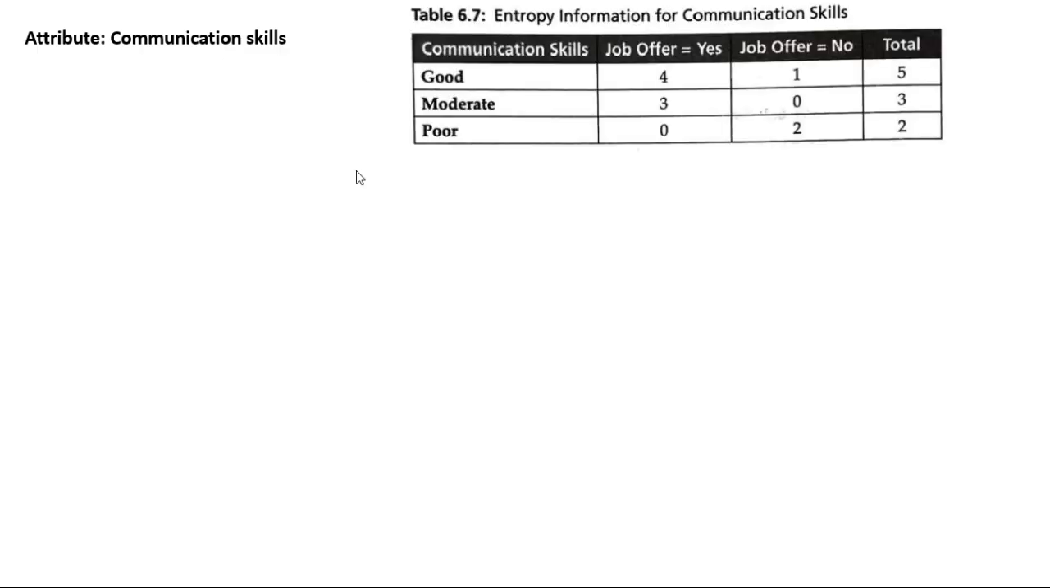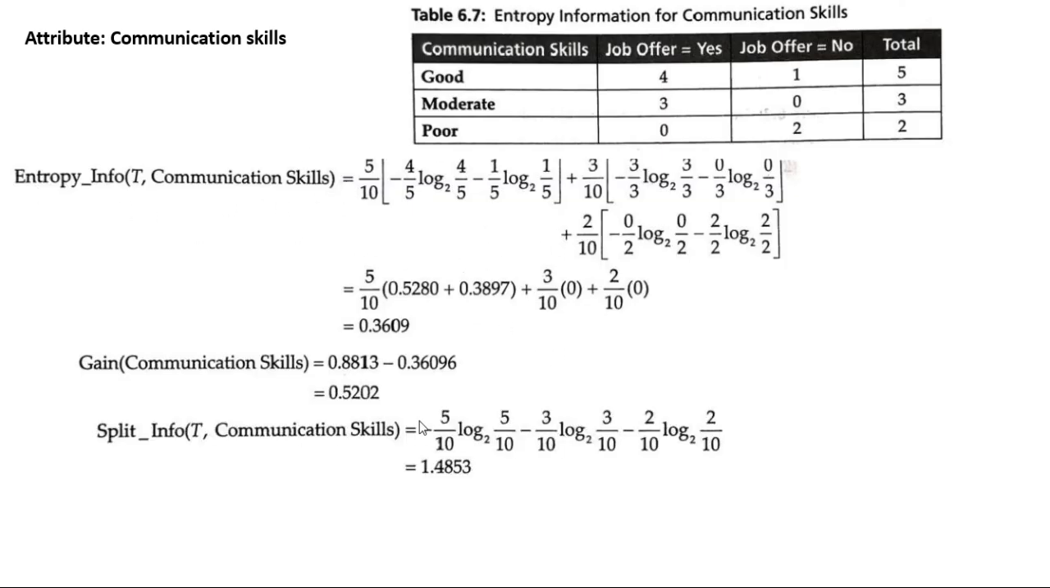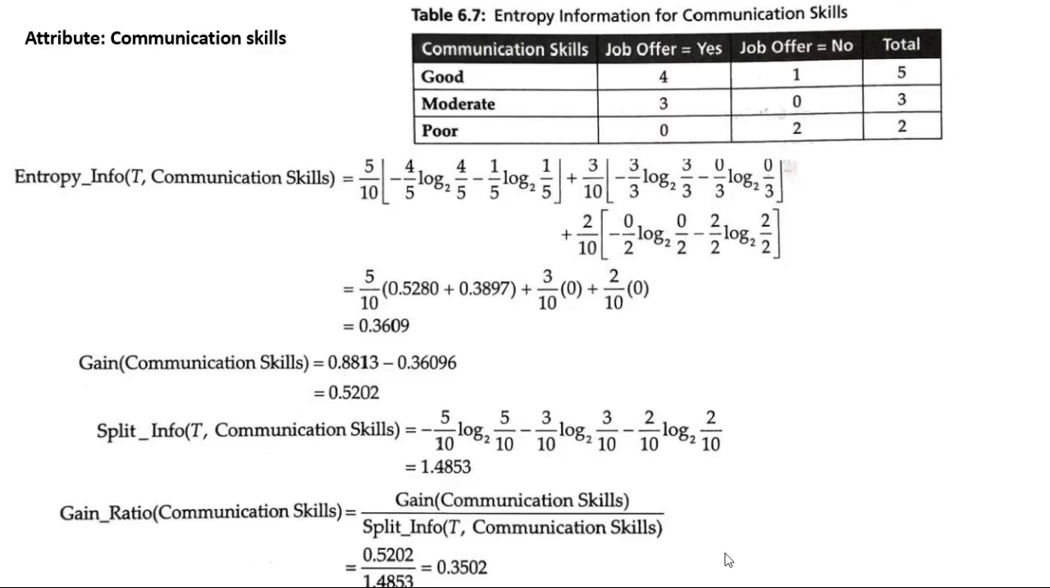Again repeat it for communication skills. First you make this table. In communication skills you have 3 different values: good, moderate, poor. Make this table first. Then find the entropy information, the information gain, the split information, the gain ratio. Now it's done, right? I have found the 4 different values for all the 4 different attributes.